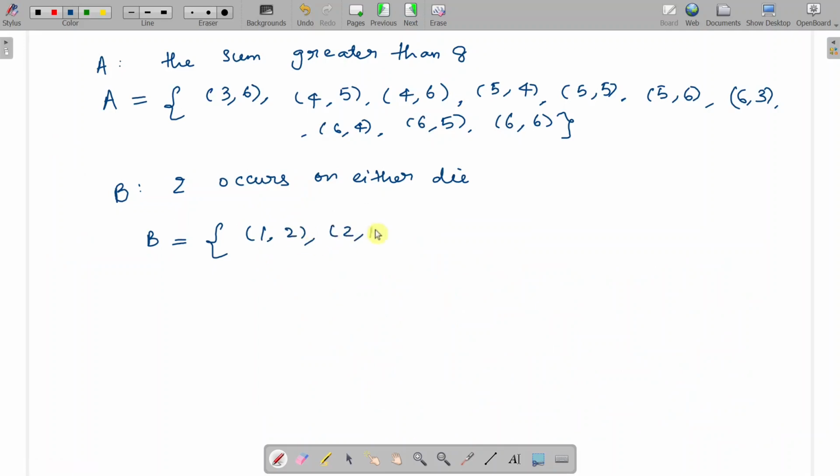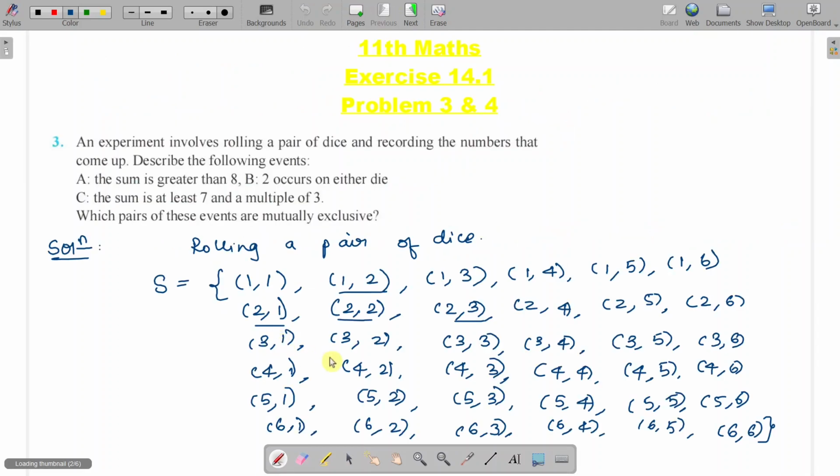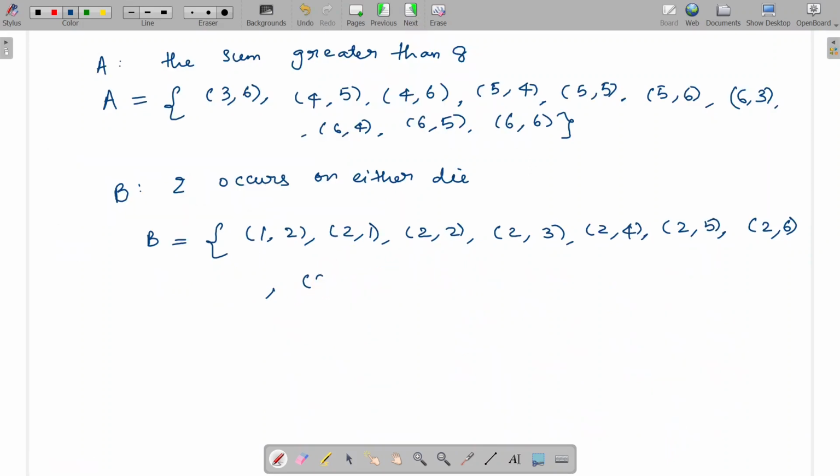So 1 comma 2, 2 comma 1, 2 comma 2, 2 comma 3, right, 2 comma 4, 2 comma 5, okay, 2 comma 6, okay. Then what you will get next? So 3 comma 2, 4 comma 2, 5 comma 2, 6 comma 2, okay. So have you understood? 3 comma 2, 4 comma 2, 5 comma 2, 6 comma 2, right.